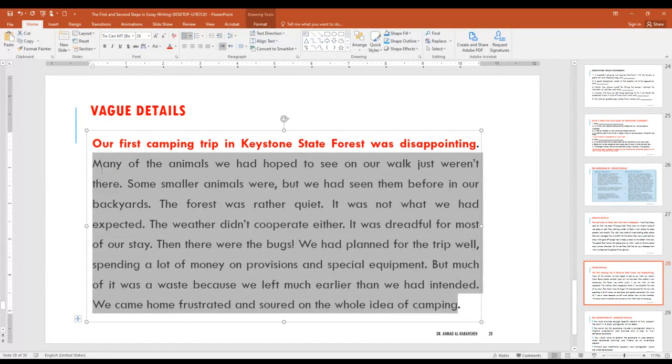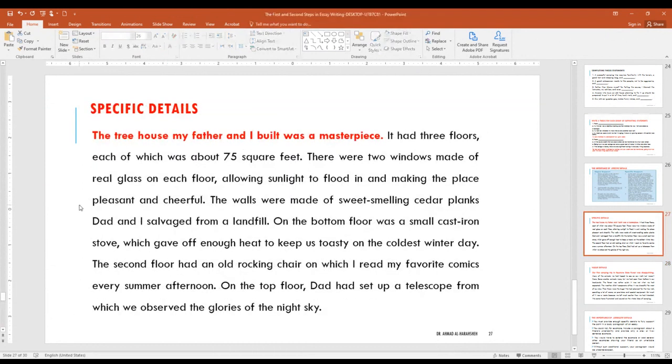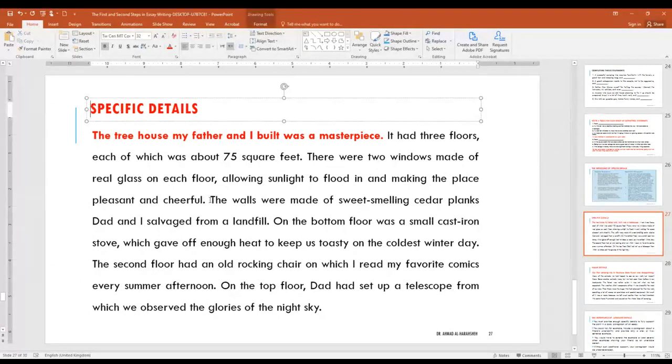Again, if we look at these ideas here, we can see these ideas are vague. They do not provide us, or the author doesn't provide us, with specific details. And if we compare this paragraph with the first paragraph here, you feel it is enjoyable when you read that one. Why? Because you have specific details.